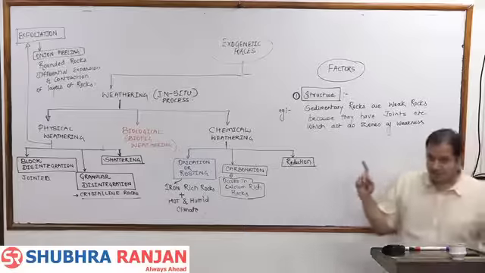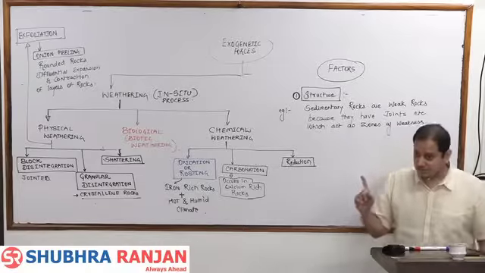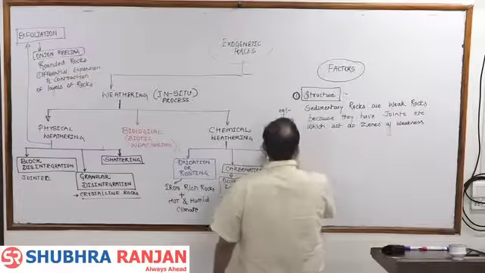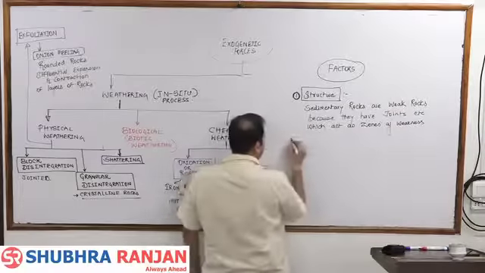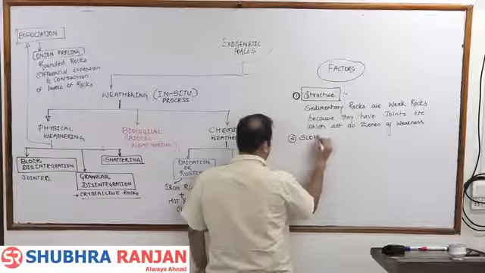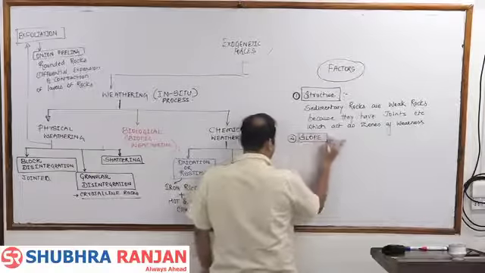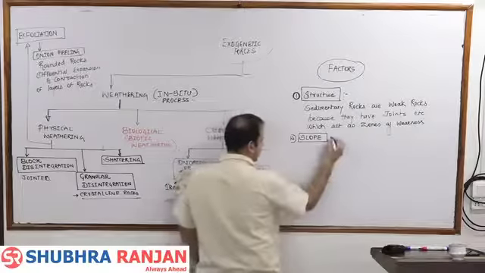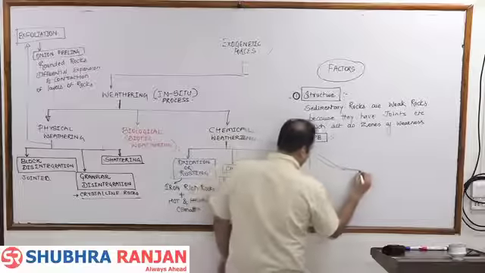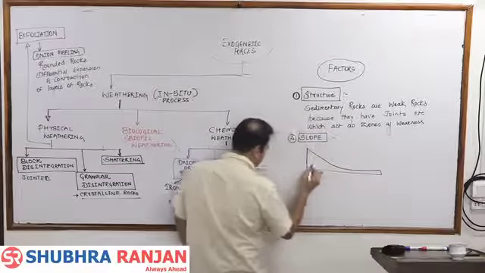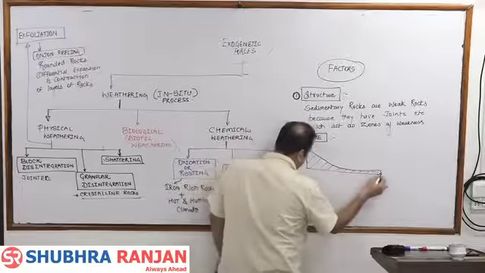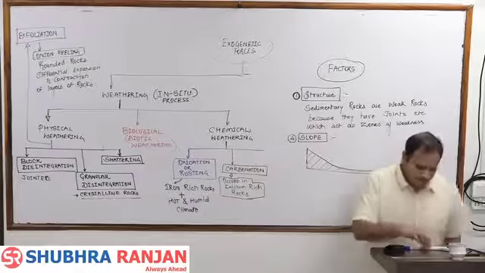So factors affecting weathering, one is structure. Second factor that is affecting the weathering is slope. There are two slopes, one is the gentle slope, one is the steep slope.